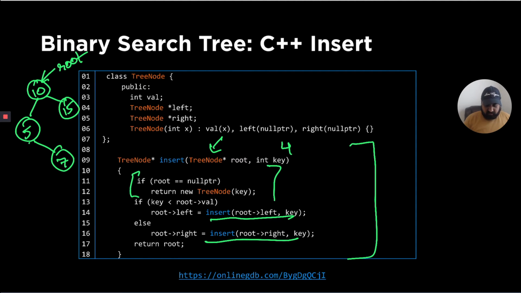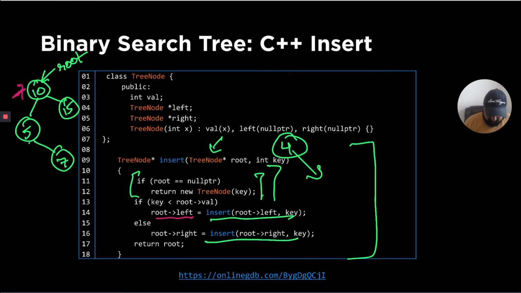Okay, so how this works is the root is compared to null, so in that case it's false, so it will go to the next statement, which is key less than root value. 4 is being compared with this root value, which is 10. Now since 4 is lesser, we'll execute this statement, which is root's left is equal to insert root's left with the key, or we are inserting the key in the left subtree.